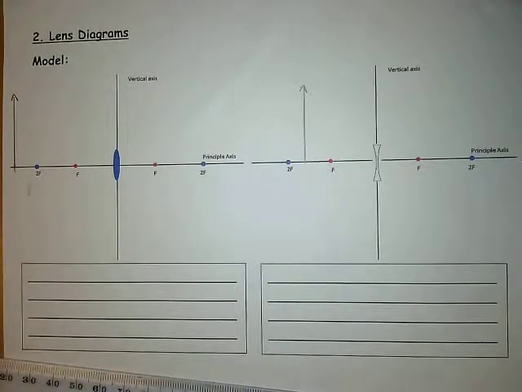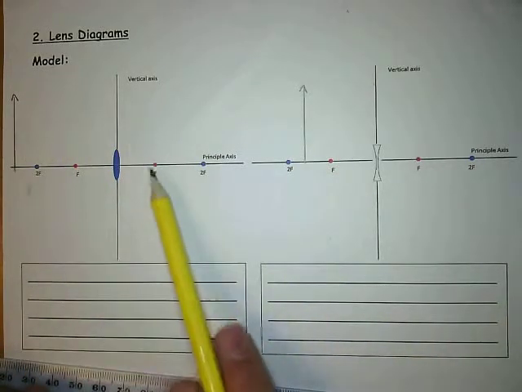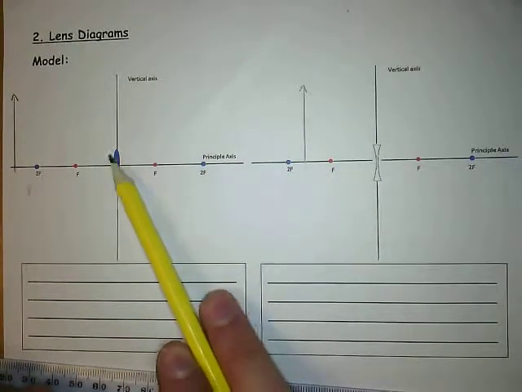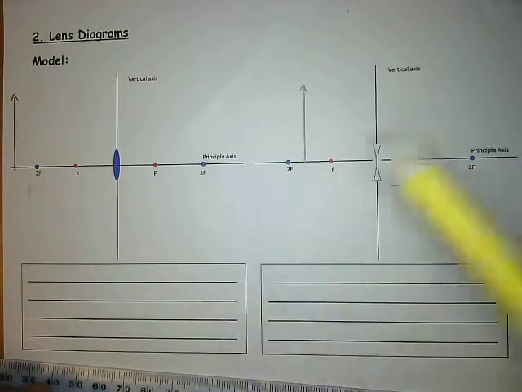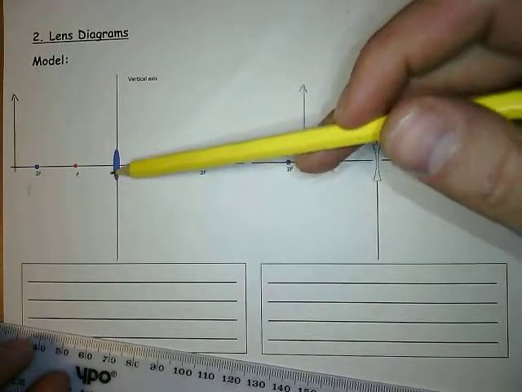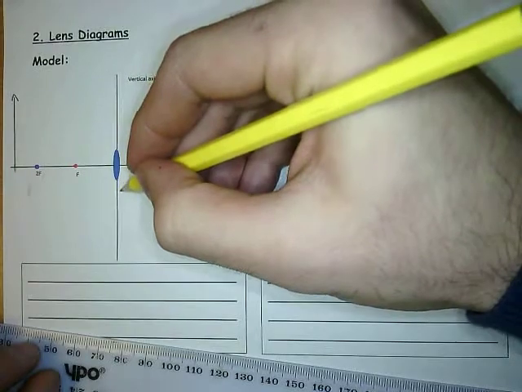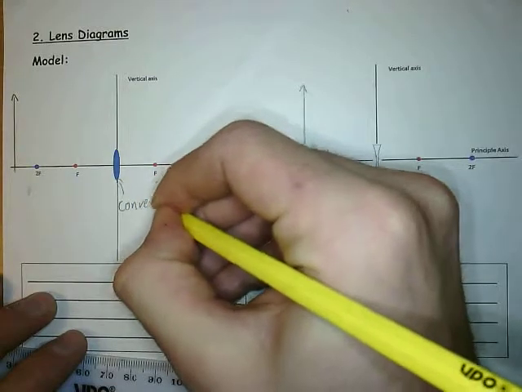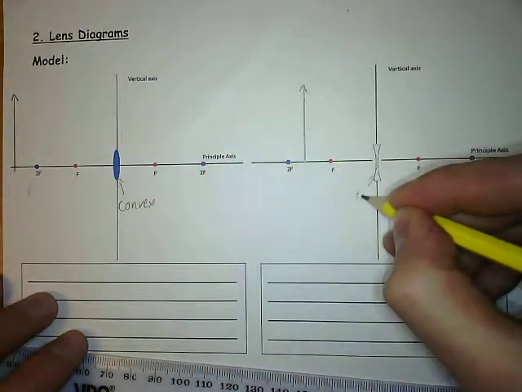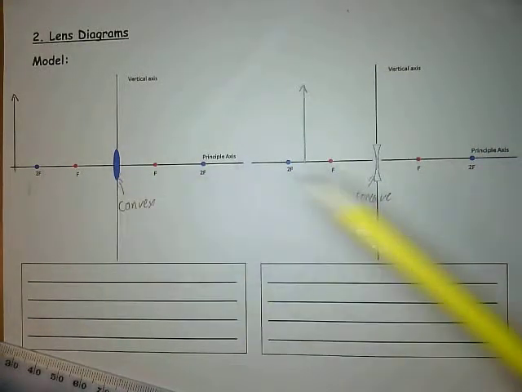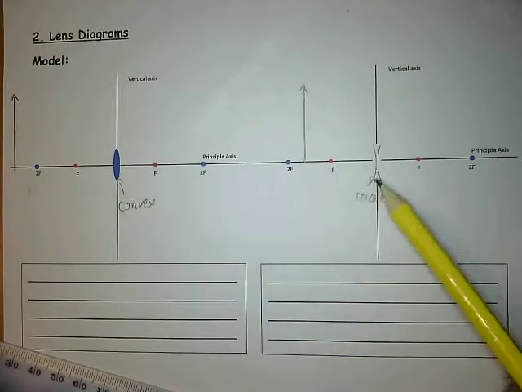Right, so when we're drawing these, two rules we need to think about are that all the lines focus at F, and if it goes directly through the centre of the lens, it goes as a straight line. Now, first thing you need to look at is what type of lens it is. So here we've got a convex lens, and here a concave. So that's going to tell us that this one's going to converge, and this one's going to diverge.